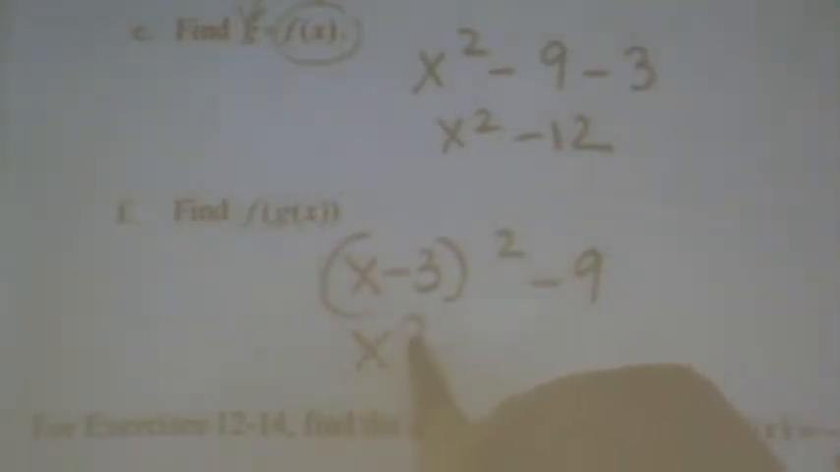Then how do you do f of g of x? You're going to plug the g function into the f function. Well, here's the g function. When you plug this in here, you're going to do x minus 3 squared and then minus 9. So you'll have to FOIL this out and then subtract 9. These cancel. So your answer is x squared minus 6x.